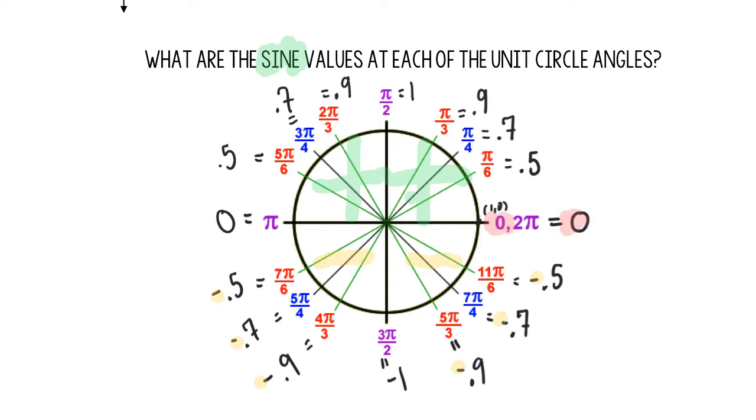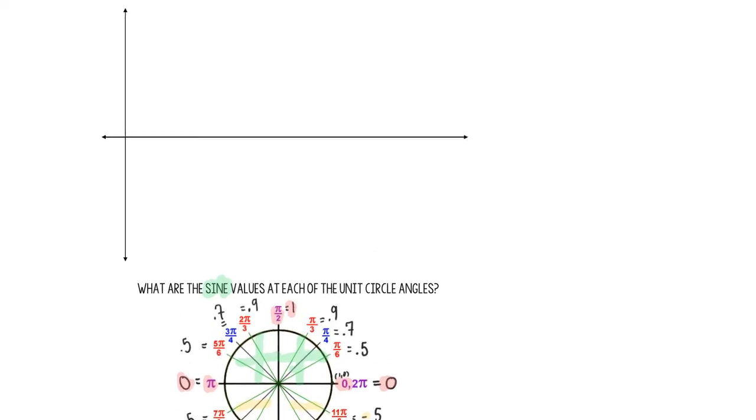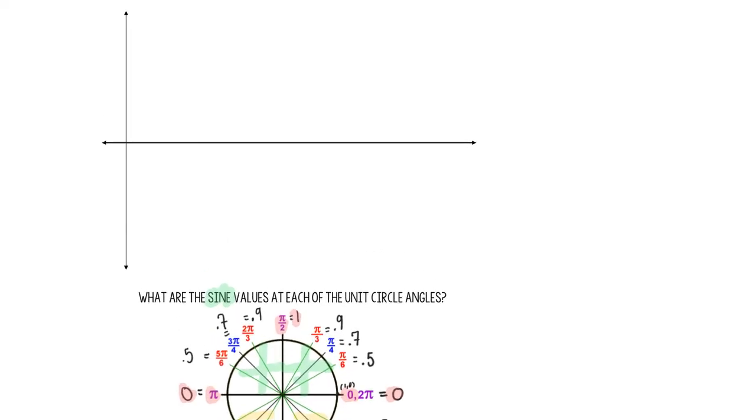The sine of 0 is 0. The sine of pi over 2 is 1. Sine of pi is 0. Sine of 3 pi over 2 is negative 1. We're going to start out by putting those on the coordinate plane. So I'm going to zoom out here. And let's label our x-axis. On our x-axis, let's put 0 to 2 pi.